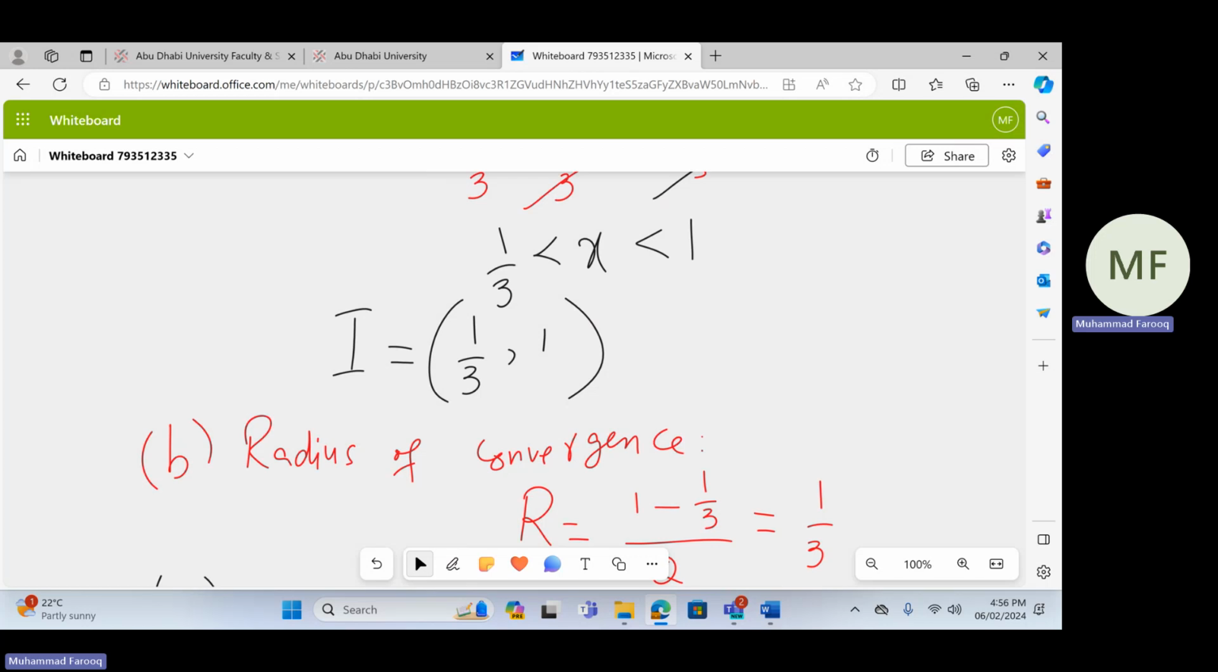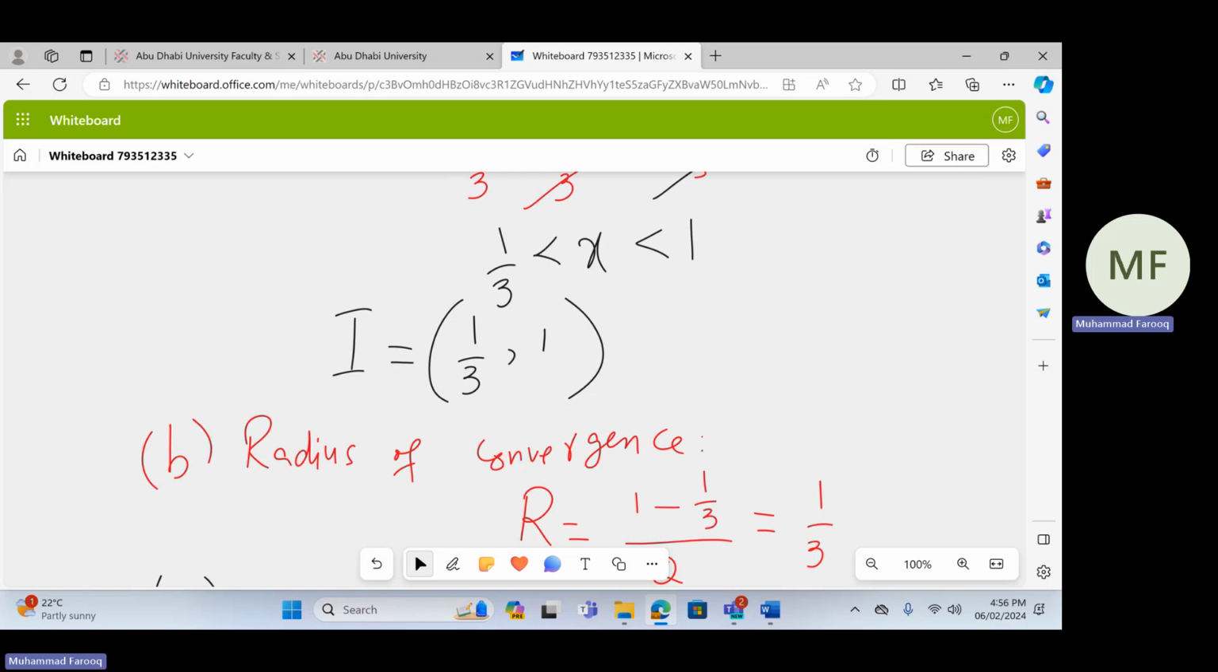Between them it is very clear, because this I represents that between 1/3 and 1 there are infinite points. You can't count them. The power series converges at all of them without any doubt, because it is the interval of convergence.